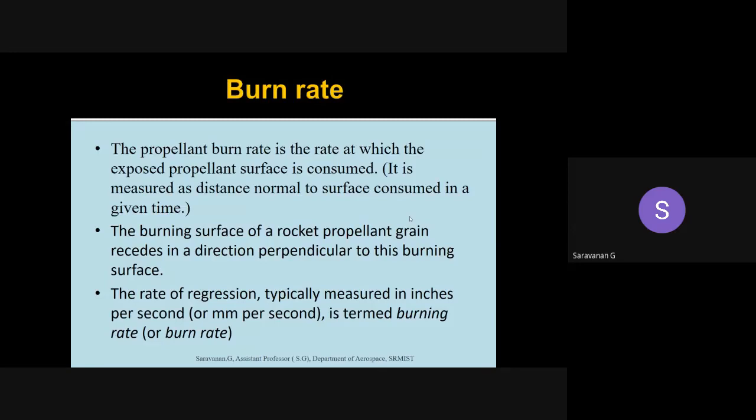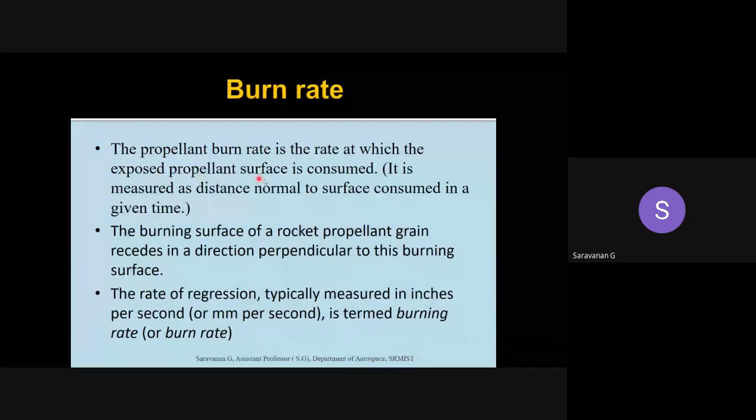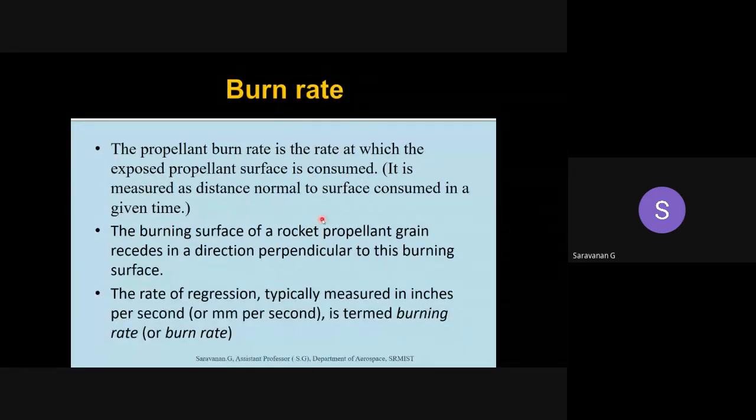So the propellant burn rate is nothing but the rate at which the exposed propellant surface is consumed. It is measured as a distance normal to the surface of the solid propellant consumed in a given time. That is the rate at which the solid propellant burns with surface consumption. That is called the burn rate.